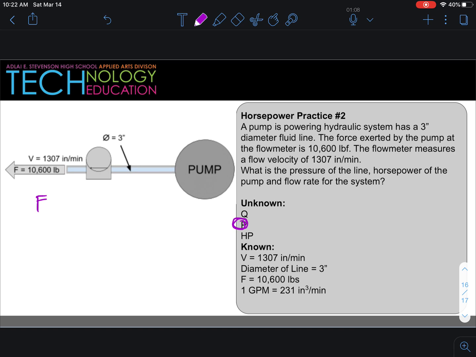Make sure that you are using that Pascal's law to find our pressure, and that's going to give us a lot of information about where to go next. All right, that's what I'm going to leave you with. Finish practice problem number 2, and that's your assignment for today.